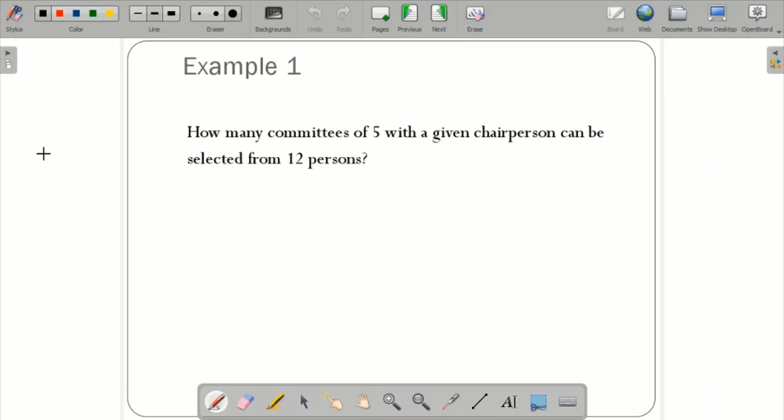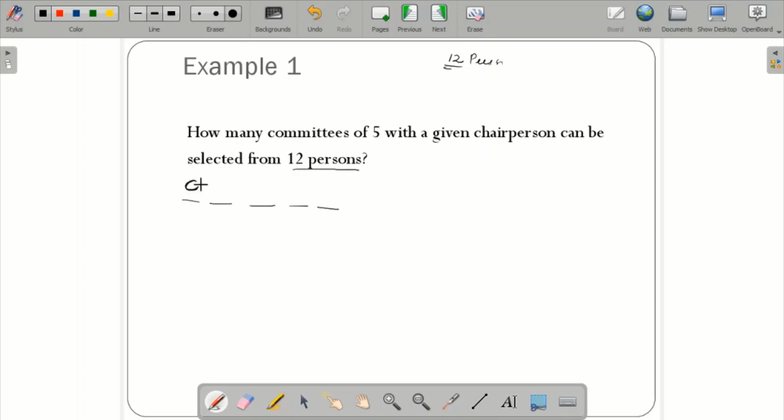Example 1: how many committees of 5 with a given chairperson can be selected from 12 persons? So you have to form a committee of 5, with a given chairperson. That means out of these 5 members, one should be a chairperson, selected from 12 persons. So totally there are 12 persons. One place can be occupied by the chairperson. The remaining should be normal persons. So out of this, how many committees of 5 can be formed with the given chairperson?